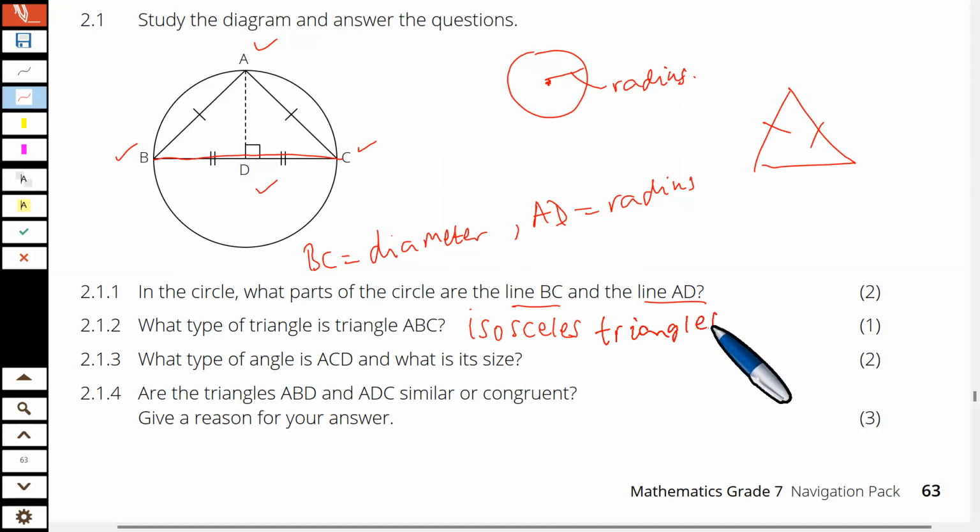It's called an isosceles triangle because it has only a pair of adjacent sides equal. Okay, equilateral obviously means all equal. So this becomes equilateral, equal sides. The word lateral means equal sides. Next, what type of triangle is ACD? And what is its size? What type of triangle is ACD? 3.1.3. What type of triangle is ACD?